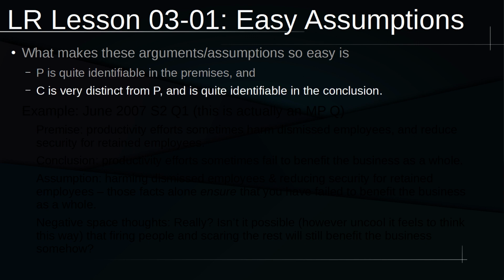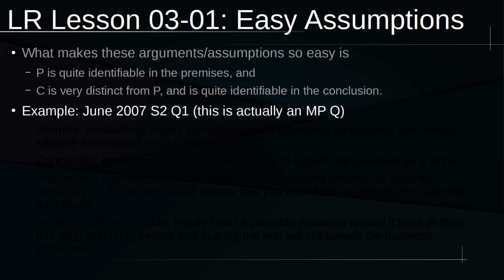So what makes these arguments and assumptions so easy is that unique idea P is quite identifiable in the premises, and the unique idea C is very distinct from P. And C, in its own turn, is quite identifiable in the conclusion. So there's a clear separation between the ideas and where they are located. So to give an example of a question that I think demonstrates a pretty clear P versus C dichotomy, we're going to look back again at our old friend, the June 07 exam, section 2, question number 1.